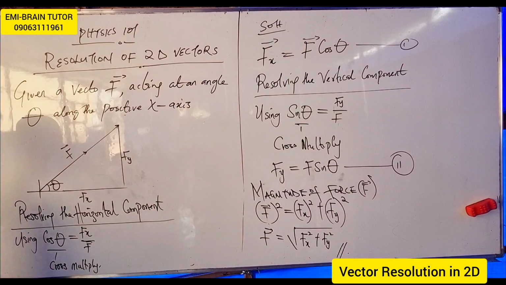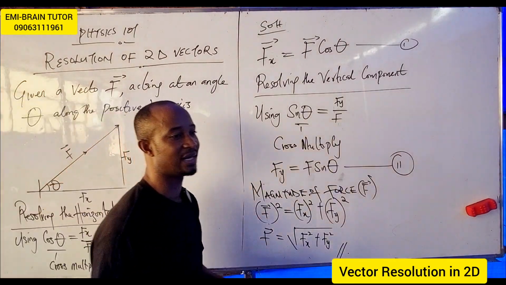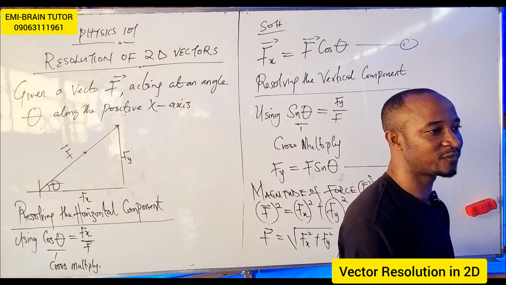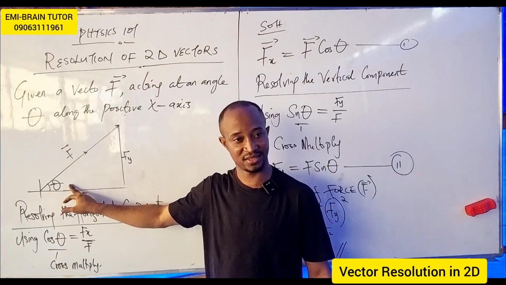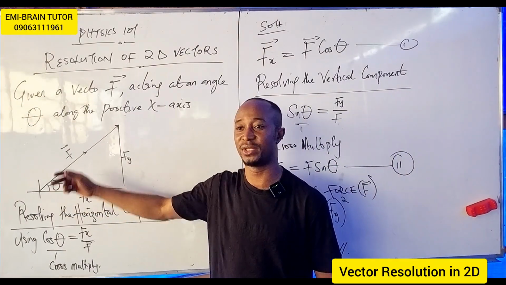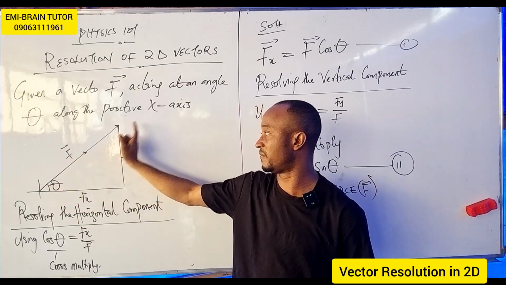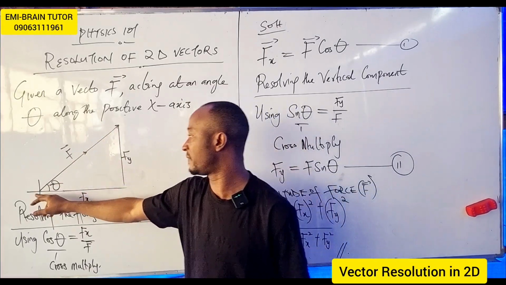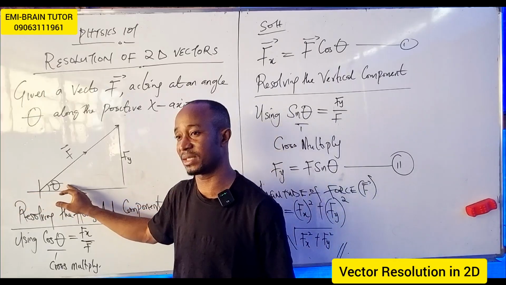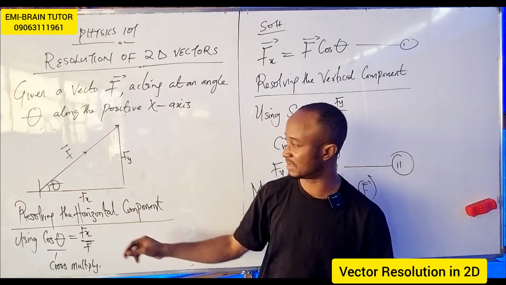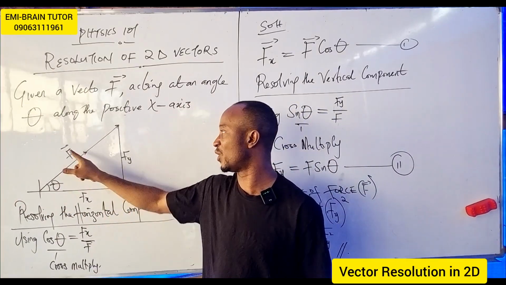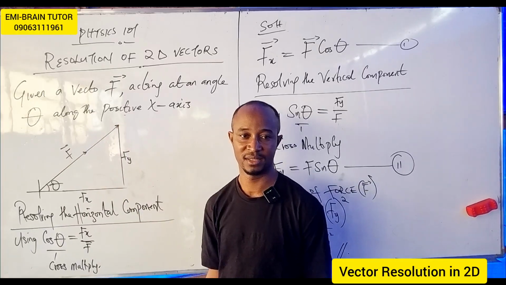In this case, when you have a single vector you are resolving, and the angle is along the positive x-axis, the direction is simply the angle given. Are you getting the concept here? So you don't need to find anything again. If I have a single force I'm resolving, and that force is applied at an angle theta to the positive x-axis, that angle theta becomes the direction of that force. Is that clear?